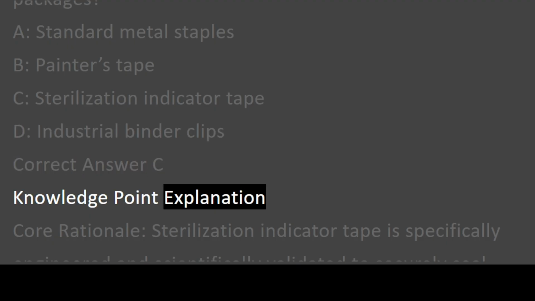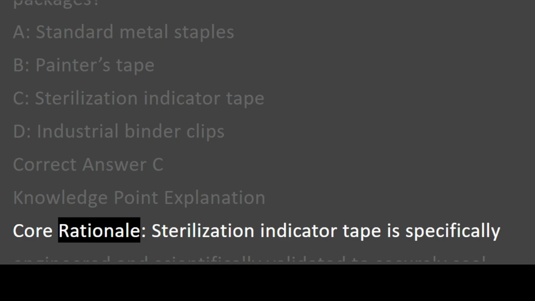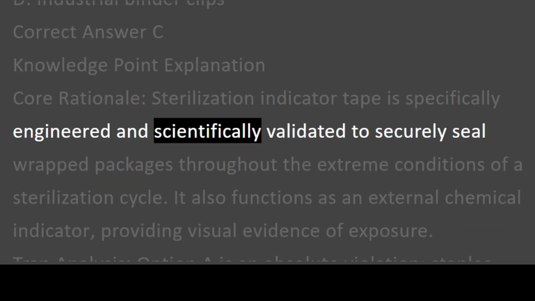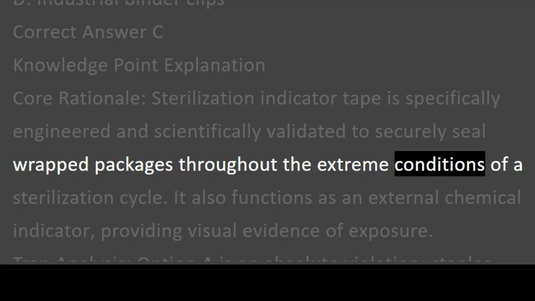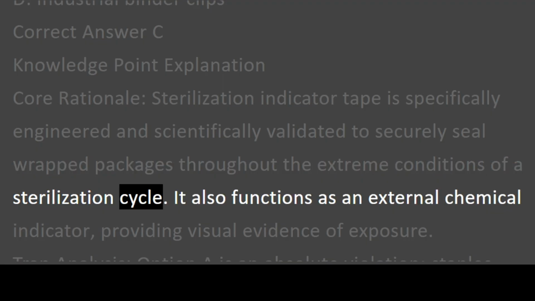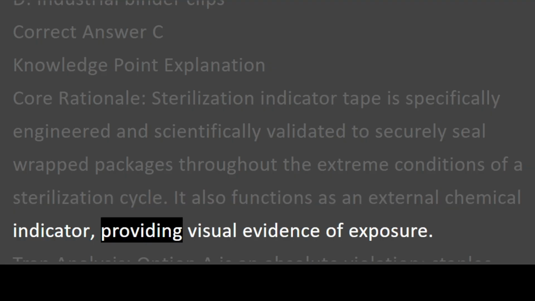Knowledge point explanation. Core rationale: sterilization indicator tape is specifically engineered and scientifically validated to securely seal wrapped packages throughout the extreme conditions of a sterilization cycle. It also functions as an external chemical indicator, providing visual evidence of exposure.